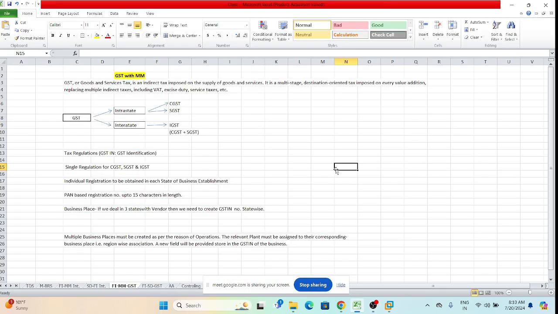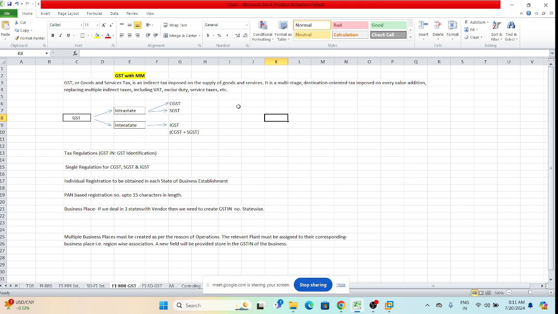Okay, so GST is goods and services tax. It is an indirect tax imposed on the supply of goods and services. It is a multi-stage, destination-oriented tax imposed on every value addition, replacing multiple indirect taxes, including VAT and excise duty.